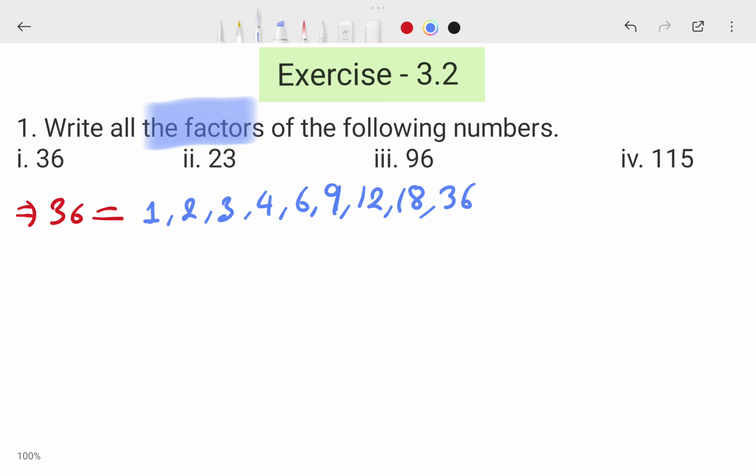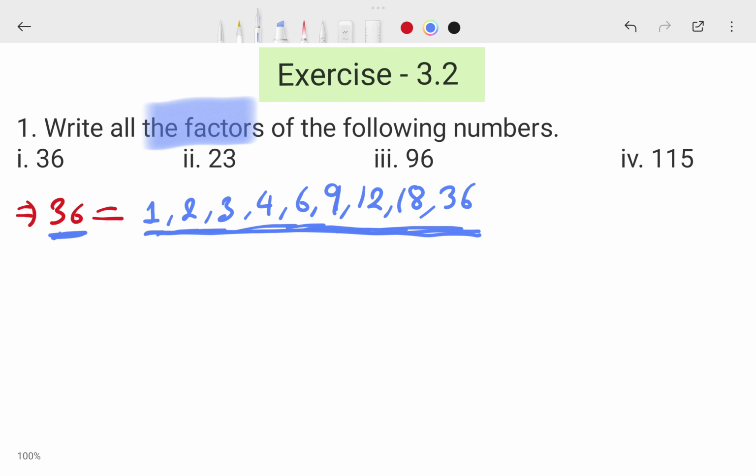So these are the numbers which divide 36, and the numbers which divide 36 are the only factors. Like 1 dividing, 2 dividing, 3, 4, 6, 9, 12, 18 and 36. These are dividing 36. Those are the factors. The factors are the numbers which divide that particular given number.